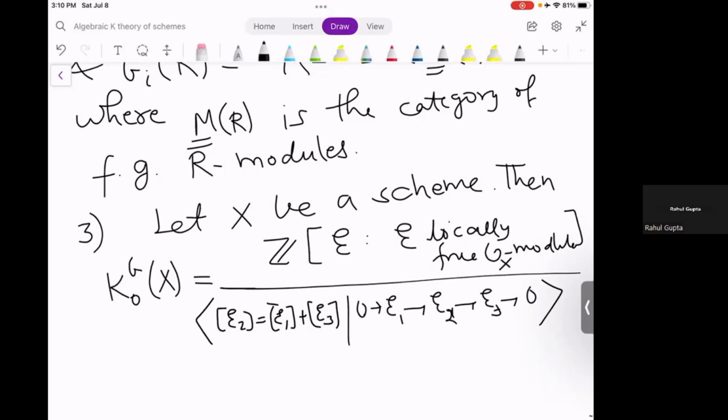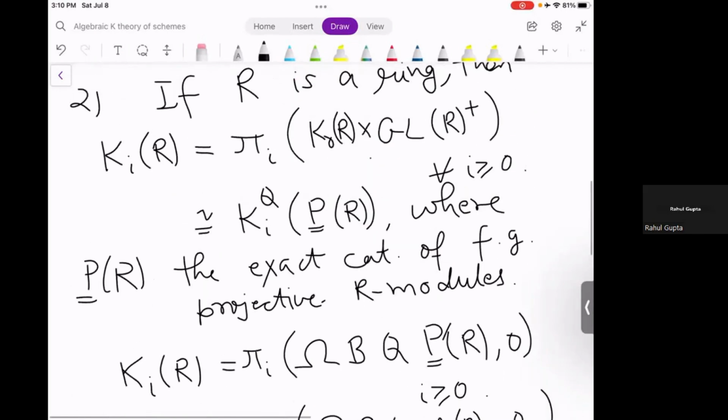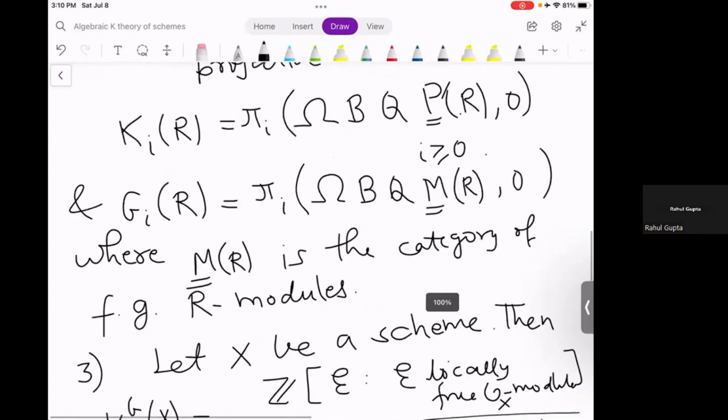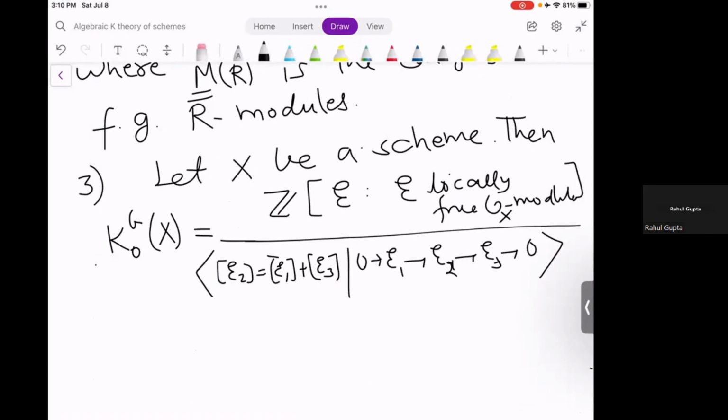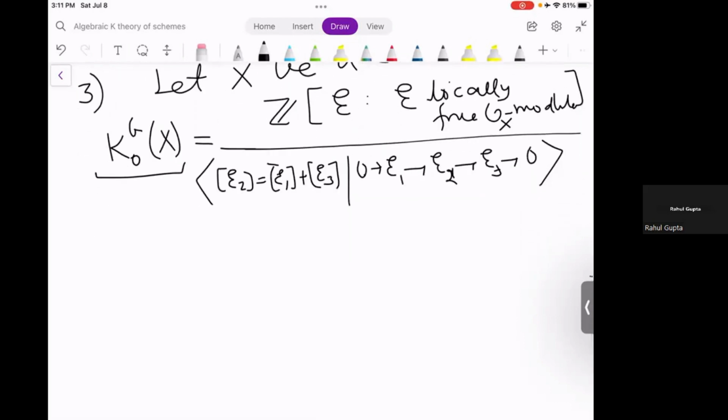So we have seen that there are K theories of a general ring, but we also have K naught of X for schemes. So it was very much the need of the hour to define the K theories of a scheme. Is it okay? Is it motivation enough? Yes. So now let us go to the lecture.